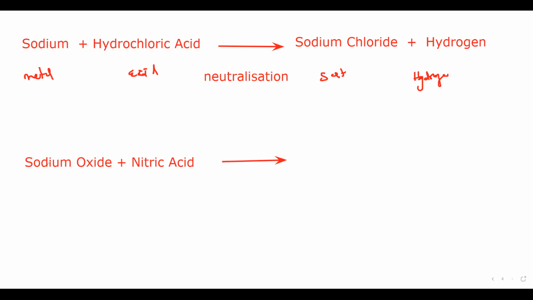sodium oxide is a base or metal oxide, and nitric acid is there. What will be the product when sodium oxide reacts with nitric acid? This will produce sodium nitrate plus water, because acid plus base gives salt and water, not hydrogen. So this will be salt, and here it is water. What we call this reaction, when acid is reacting with a metal oxide, is also known as neutralization.